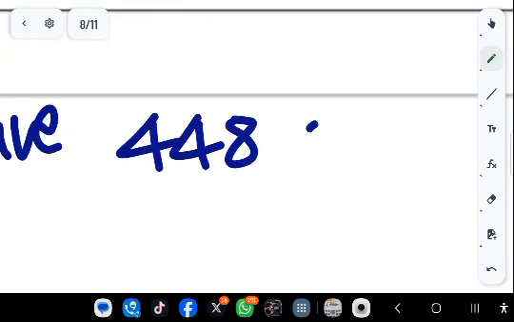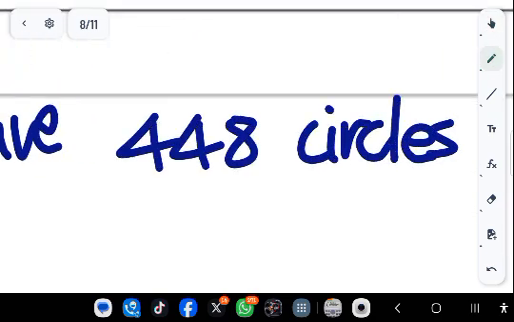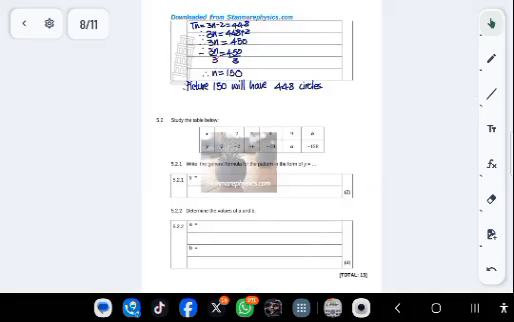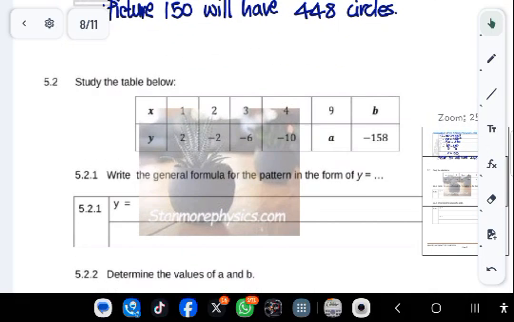448 circles. That was just me writing that properly over here. Now study the table below.